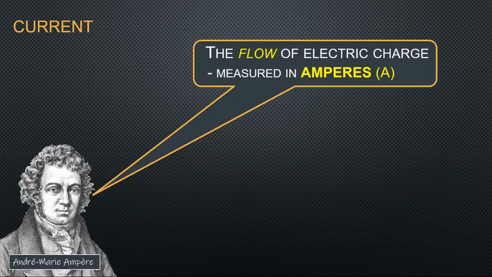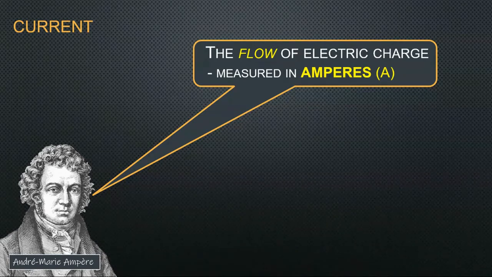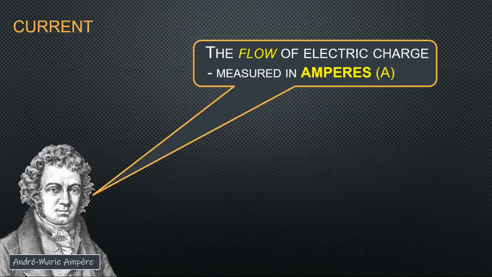Current is the flow of electric charge. It's a measurement of how many electrons pass a certain point in the circuit in a given amount of time. We measure current in a unit called amperes, or amps for short.